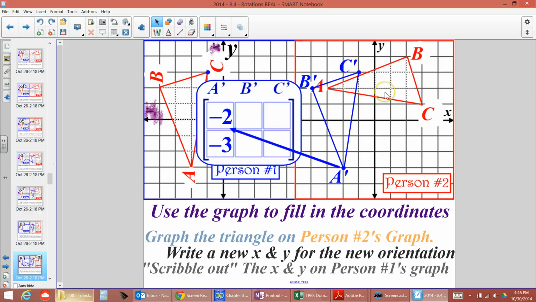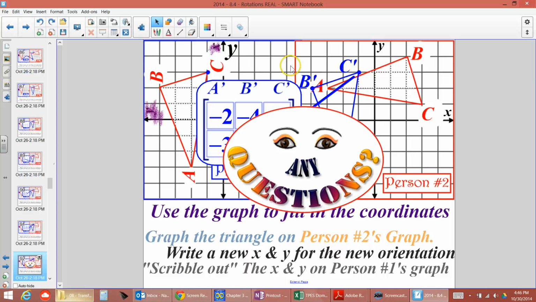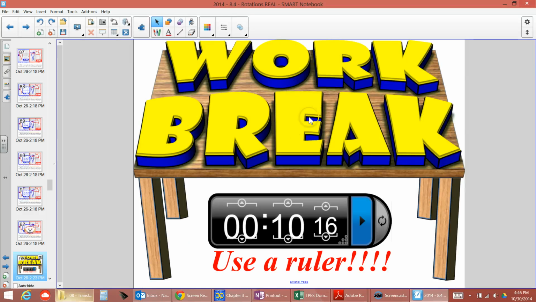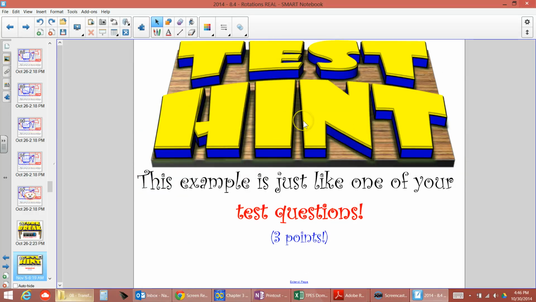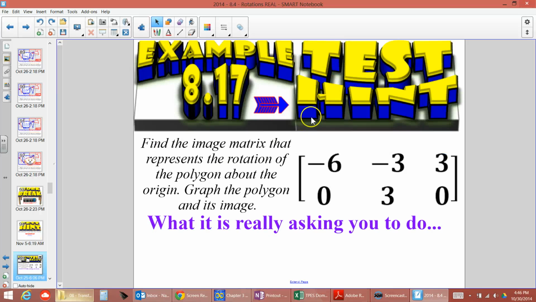Now the coordinates for A prime, B prime, C prime are as follows. We could also follow the coordinate change rule if you'd like to, but sometimes working with a friend works. So take some time, work with a friend. You're going to have a test question just like this, okay?